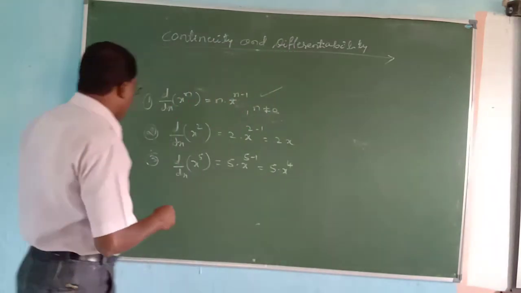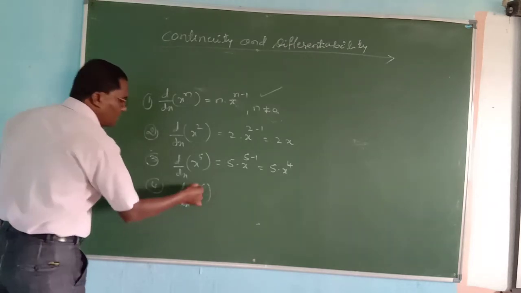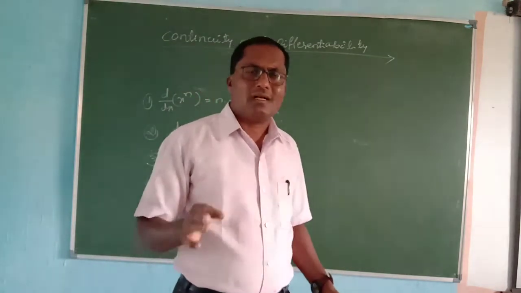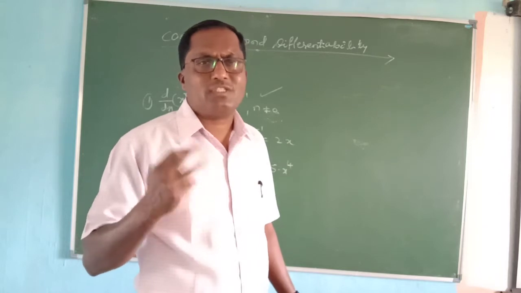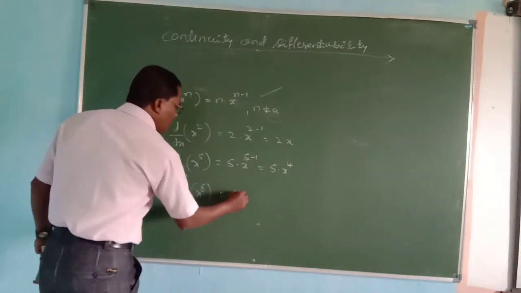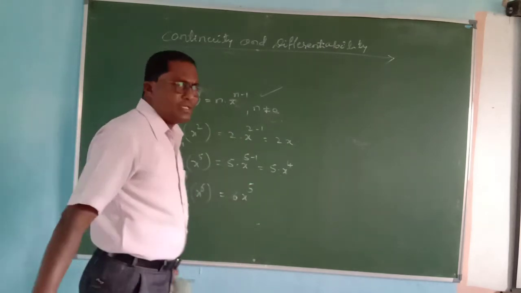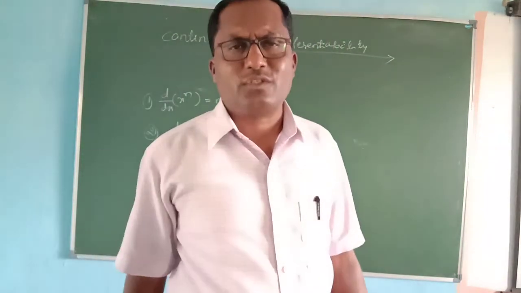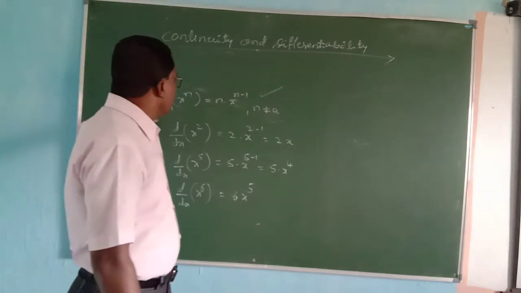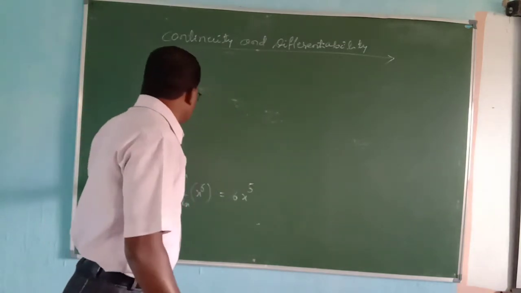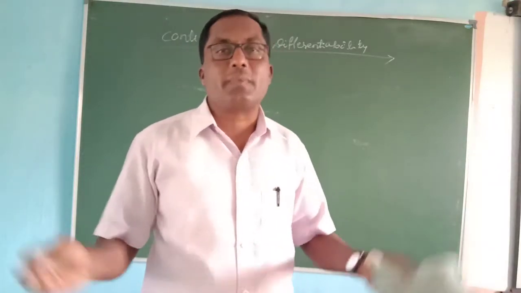So I ask you, what is the differentiation of x raised to 6? The power is reduced by 1. How much power is there? 6. Minus 1 means 5. So it is 6 into x raised to 5. Simple. In the same way you find n terms also. Regarding this, we find composite functions, single functions, addition of functions, and subtraction of functions.